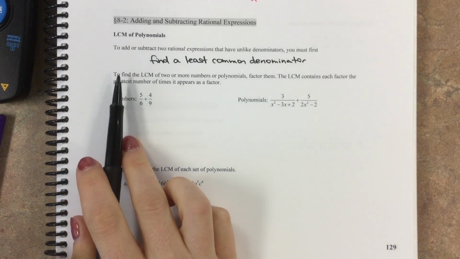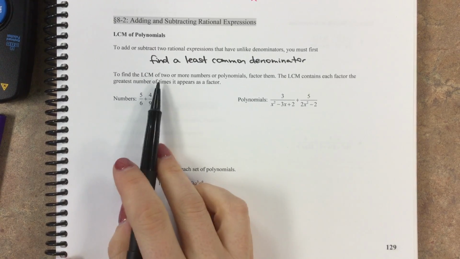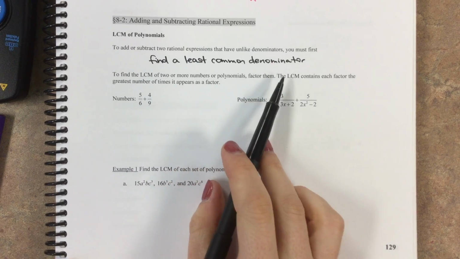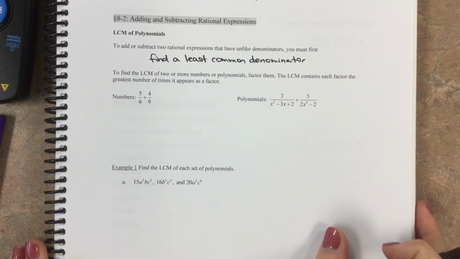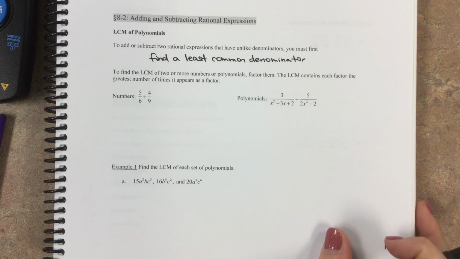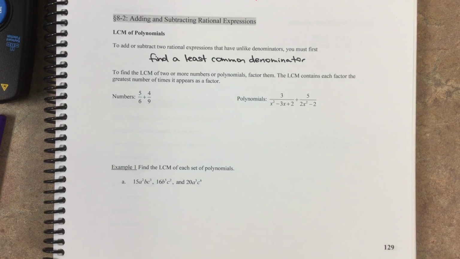In order to find it, we call it either the least common multiple or the least common denominator. We have to factor them down completely, and then we can figure out how to find the least common denominator. Finding a common denominator would be easy, you just multiply them together. But we want it to be the smallest so that our work is easier.